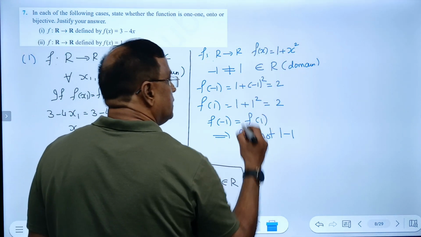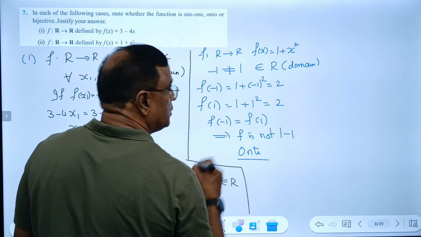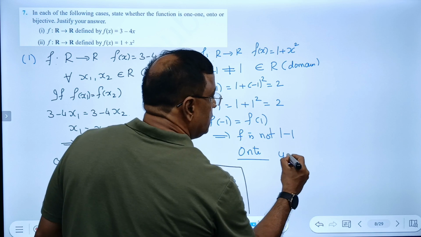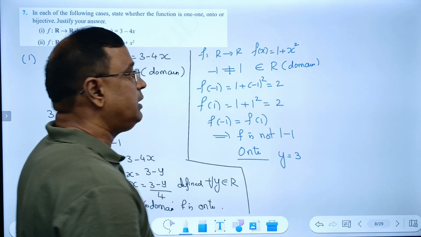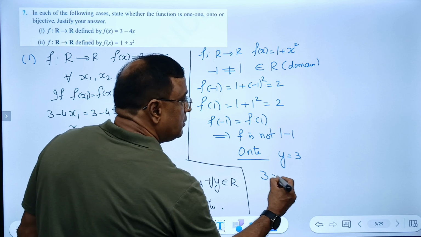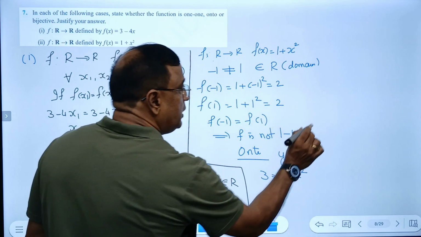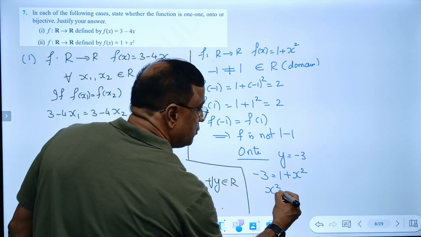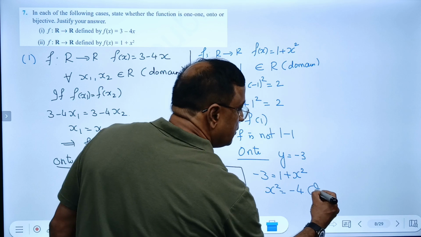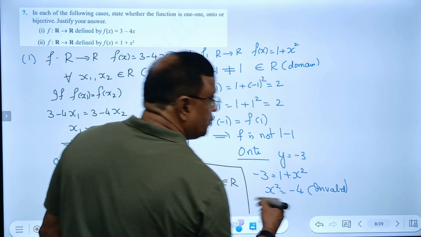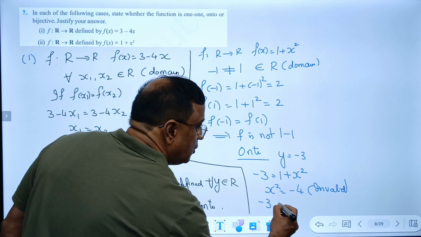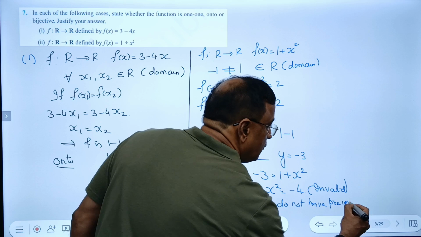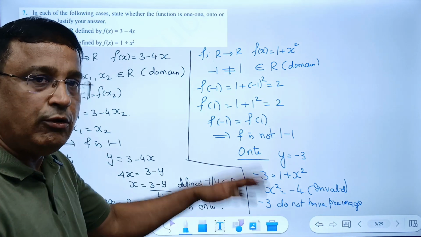Now how to find the onto? Check whether it is onto or not. Let's see. If I take y equal to minus 3, what do you get? Minus 3 equal to 1 plus x square. So I get x square equal to minus 4, which is invalid. x square cannot be negative. So minus 3 does not have a pre-image. For that matter, no negative numbers will have a pre-image.